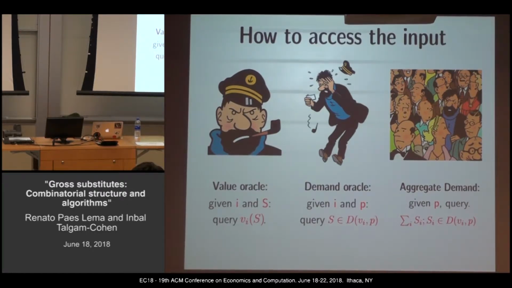You can set prices, the whole population of buyers, your population of Ithaca, will come to the market, they will buy some stuff, and you figure out the total amount that was bought and the total amount that wasn't bought. So it's aggregated demand. Here I don't even have access to who the buyers are, or whether there is any buyer. I don't even know the identity of the buyers, I just know in aggregate what they want.